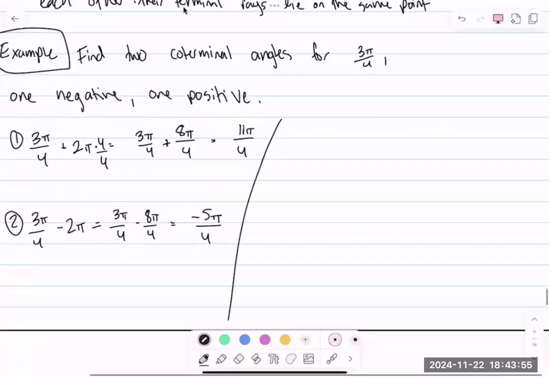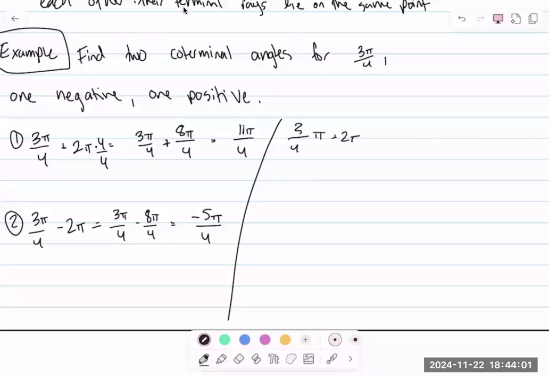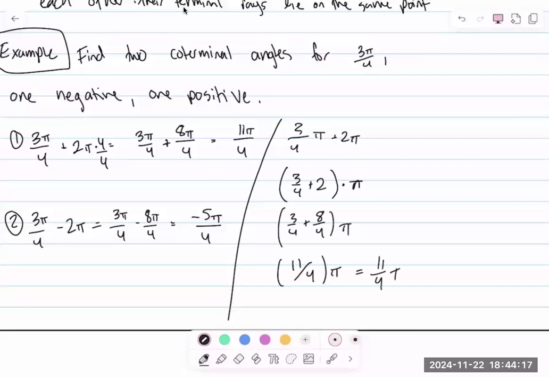If you guys get caught up with pi, just take it out. So 3 pi over 4 plus 2 pi. Well, this is the same as 3/4 plus 2 all times pi. Do this out together. So 3/4 plus 8/4. So 11/4. And we're keeping this pi outside. So this is 11 over 4 pi. It's the same thing we did here, but you can take the pi out and not have to worry until the end.